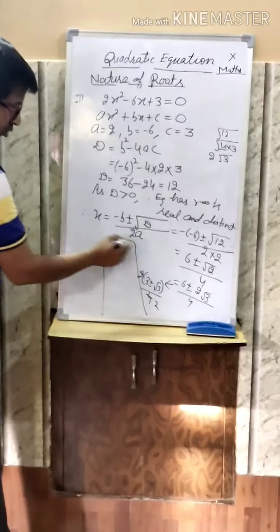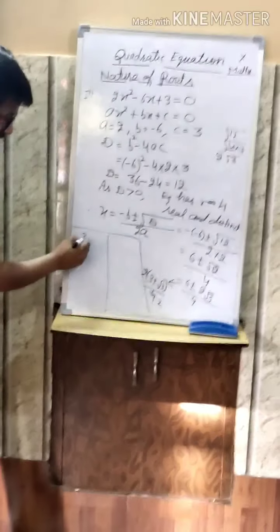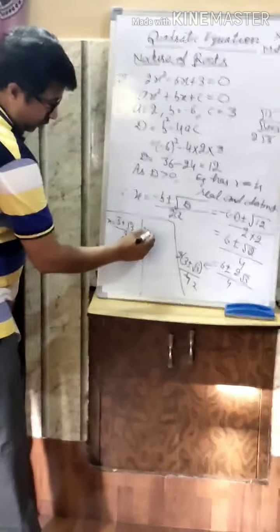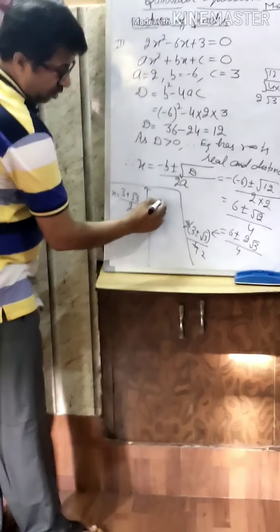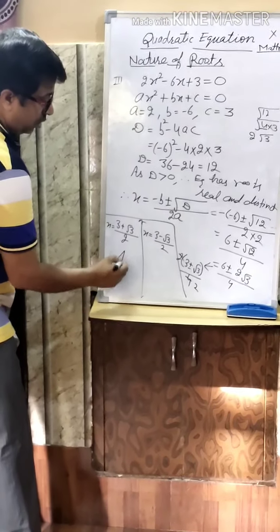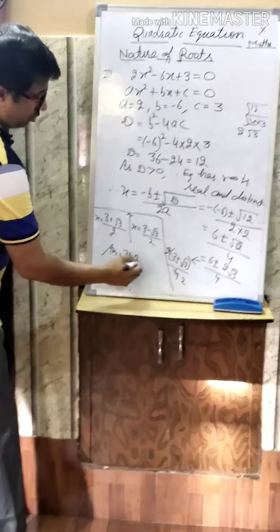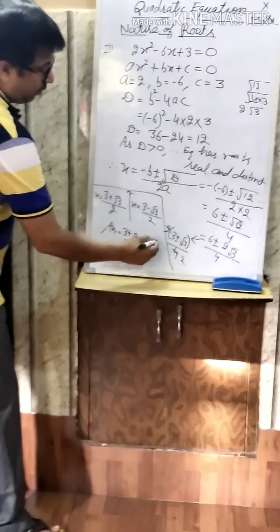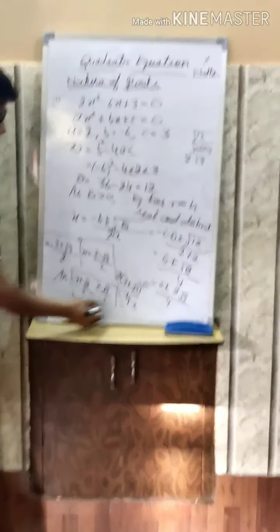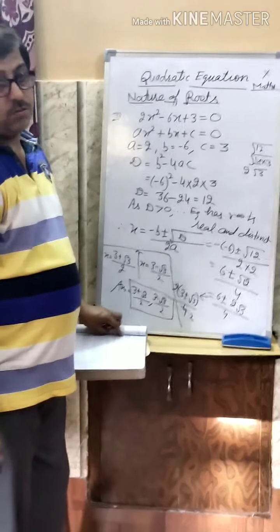So now what is the next step? You will take two values, one for positive, one for negative. One is (3 plus root 3) by 2, another is (3 minus root 3) by 2. So these are the answers. (3 plus root 3) by 2 and (3 minus root 3) by 2 are the roots of the given quadratic equation.